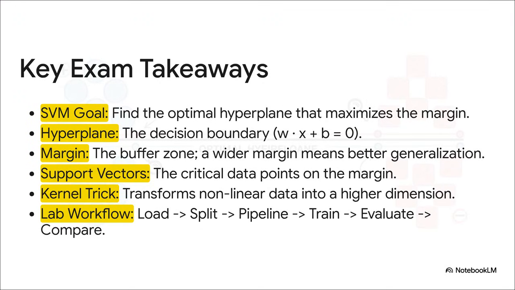Number 1, the goal of SVM: find the best hyperplane by making the margin as wide as possible. 2, that hyperplane is held in place only by the support vectors, those critical points on the edge. And 3, when data is messy and nonlinear, the kernel trick is our hero. It bumps the data up to a higher dimension to find a simple separation. You get those 3 things, and you're in fantastic shape for your exam.